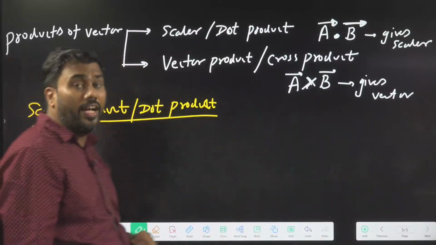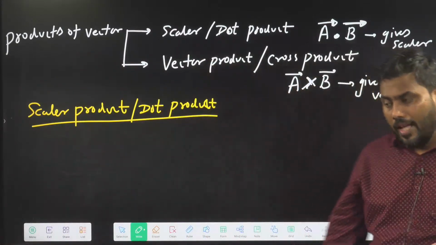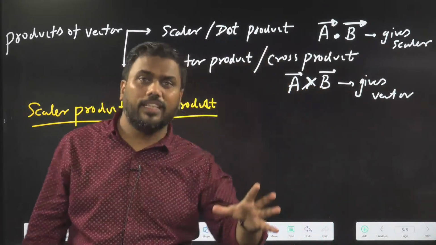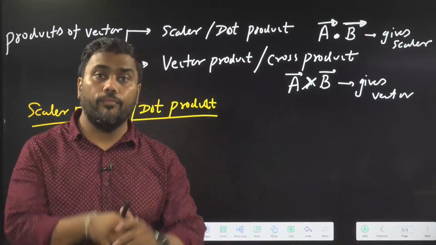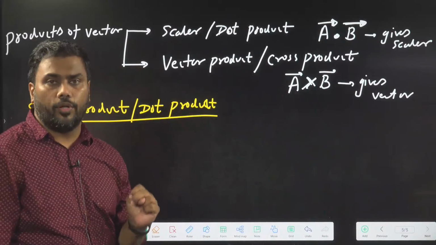But with vectors, why do we have two kinds of product? This question usually comes to students' minds. Actually, we are not doing this for ourselves. We are not doing any imaginary thing. All these things are given by nature. Nature tells us that there are two types of vector product.